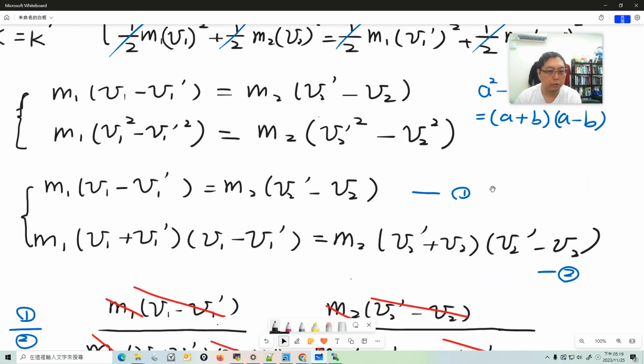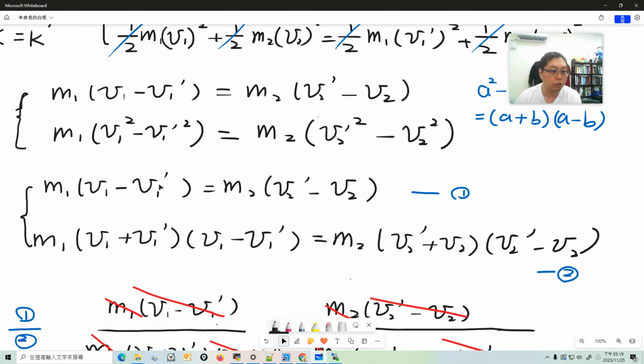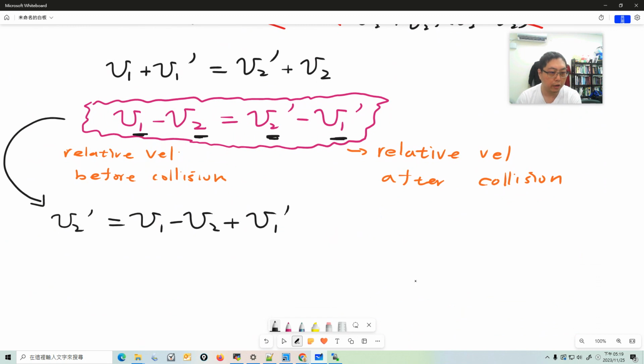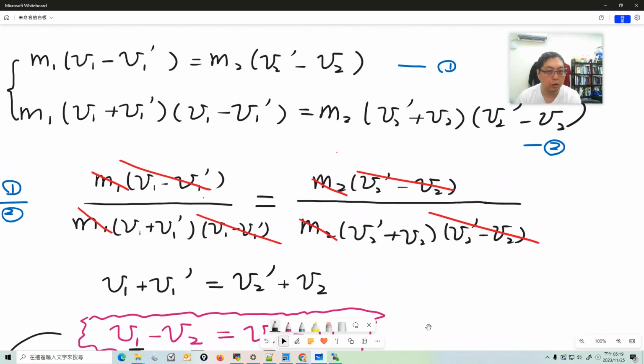Take this equation and substitute V2 prime in equation one.